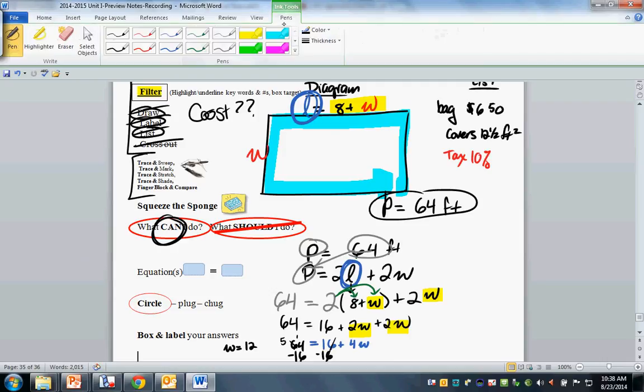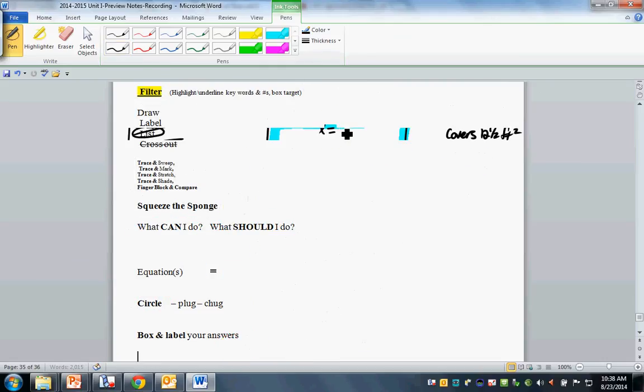Circle W. Just circle it. Ready? Circle it. Where else do you see W? Ready? Draw an arrow. Plug it in, please. That's 12. You also have 12 here. And that gives us our length, 8 plus 12, which means our length is 20.